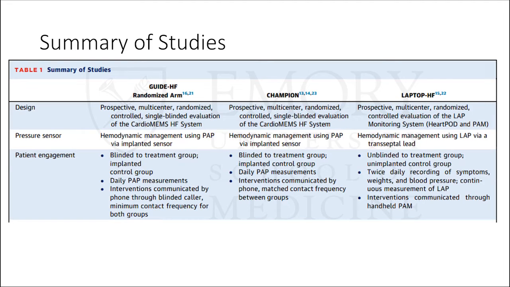I thought the article actually gave a nice graphic about each one. And you see that Guide HF and Champion are both our CardioMEMS studies. All 3 were prospective, multi-center, randomized controlled studies, but Guide HF and Champion are single-blinded, meaning that both the treatment group and the control group underwent device implantation and then had the same sort of frequency of follow-up and interventions. Now, the Laptop HF study did not implant in the control group. That's an important distinction to make as we move forward.